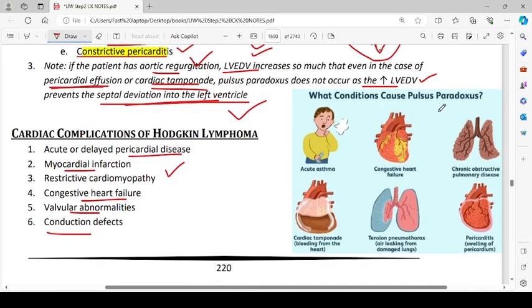Now, what conditions cause pulsus paradoxus? Acute asthma, congestive heart failure, chronic obstructive pulmonary disease (COPD), cardiac tamponade, that is bleeding from the heart, tension pneumothorax, that is air leaking from the damaged lungs, and pericarditis, swelling of the pericardium.